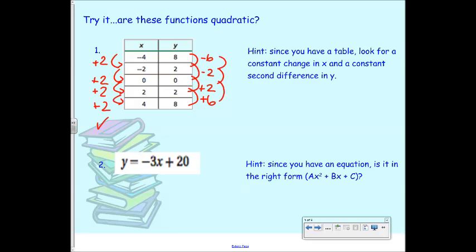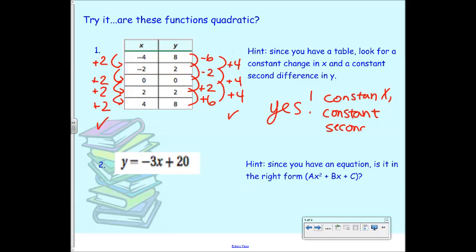How do I go from -6 to -2? Plus 4. How do I go from -2 to +2? How do I go from 2 to 6? So is that constant? Yes. So that's what the second difference is. You just do it twice. You find the difference once, and then you find the difference in the difference. Okay? So is this a quadratic? Yes. All right? So a constant x and a constant second difference in y.